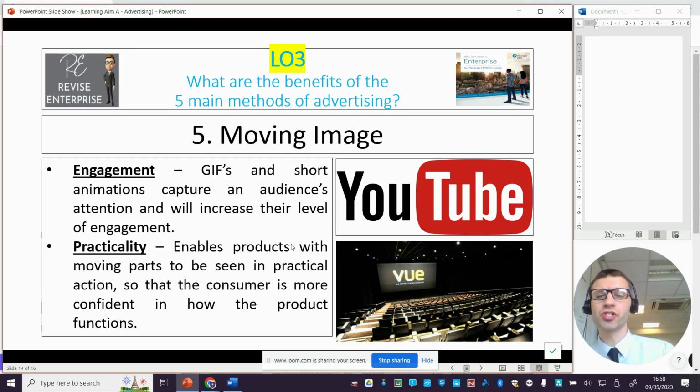It allows the consumer to see the product in real time being used. So it enables products with moving parts to be seen in practical action. So the consumer is potentially more confident in how the product works or how the product functions. So number 1 is engagement for moving image. Number 2, practicality of the product or the service.